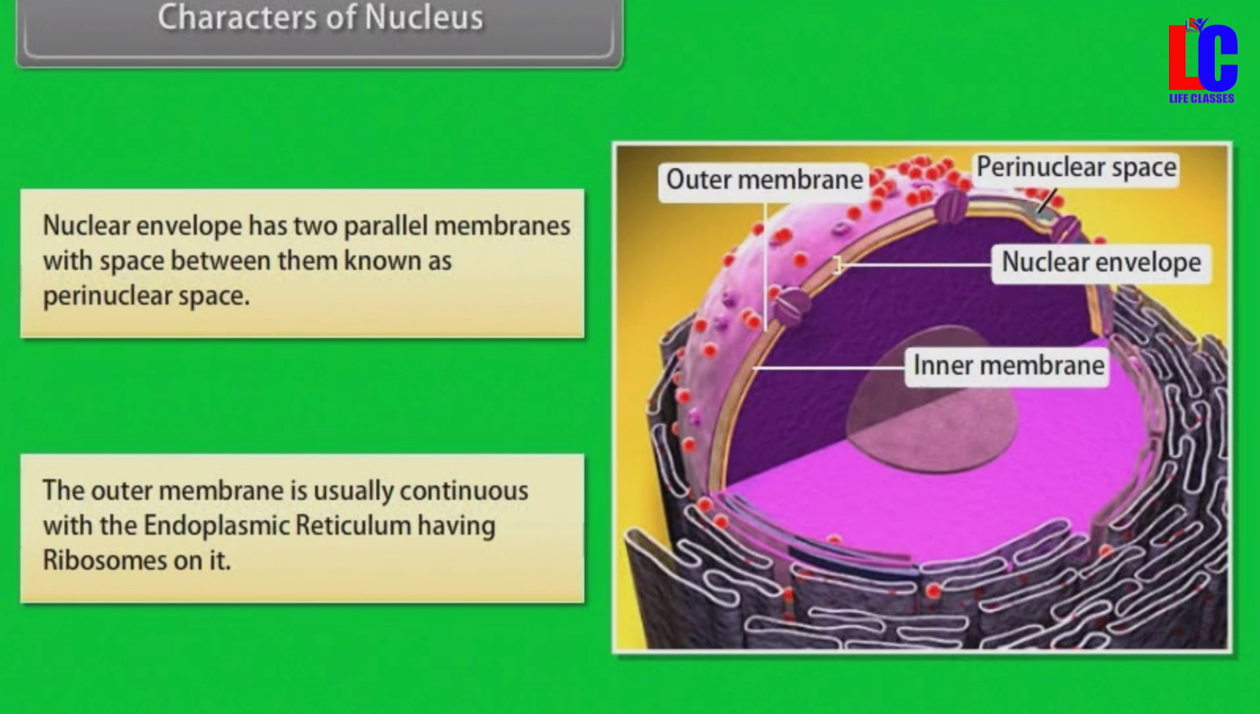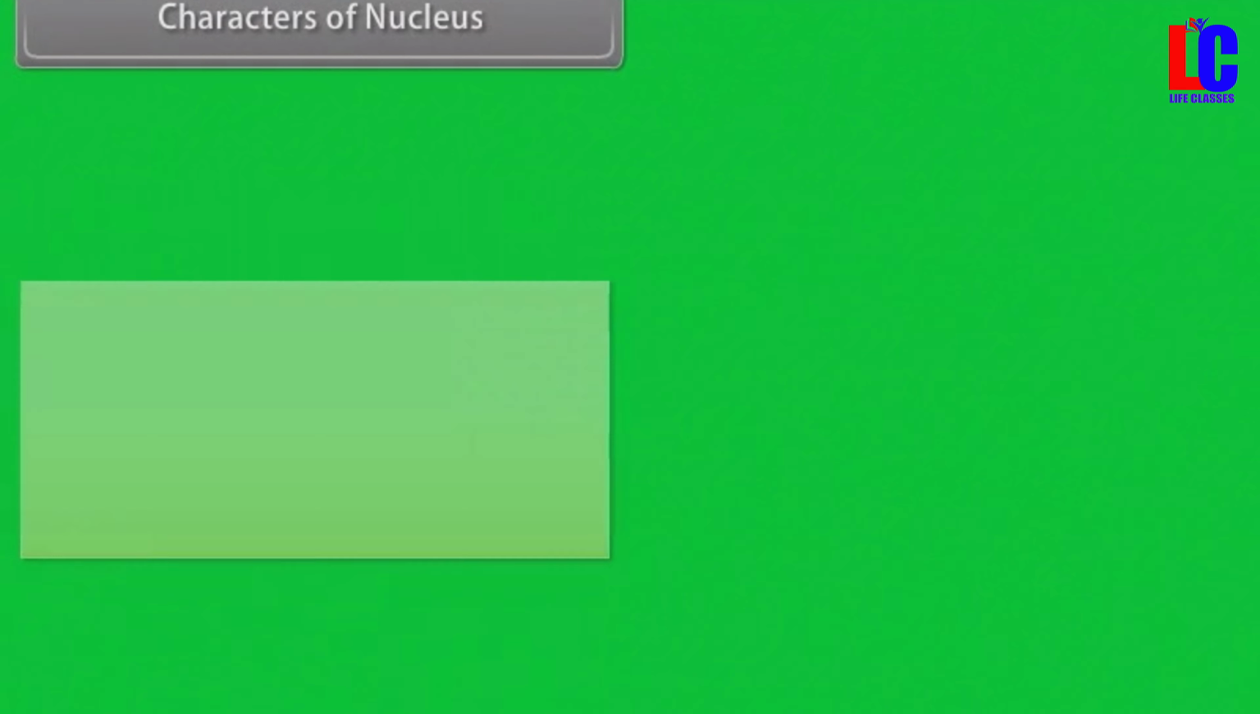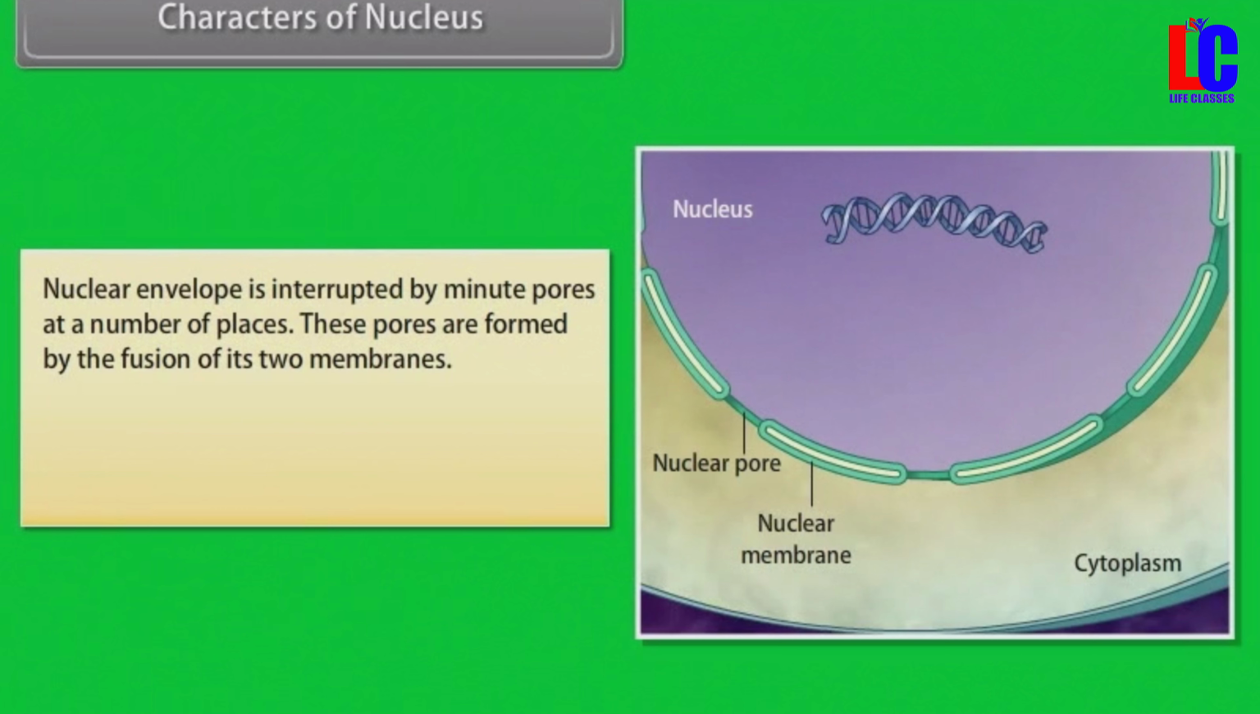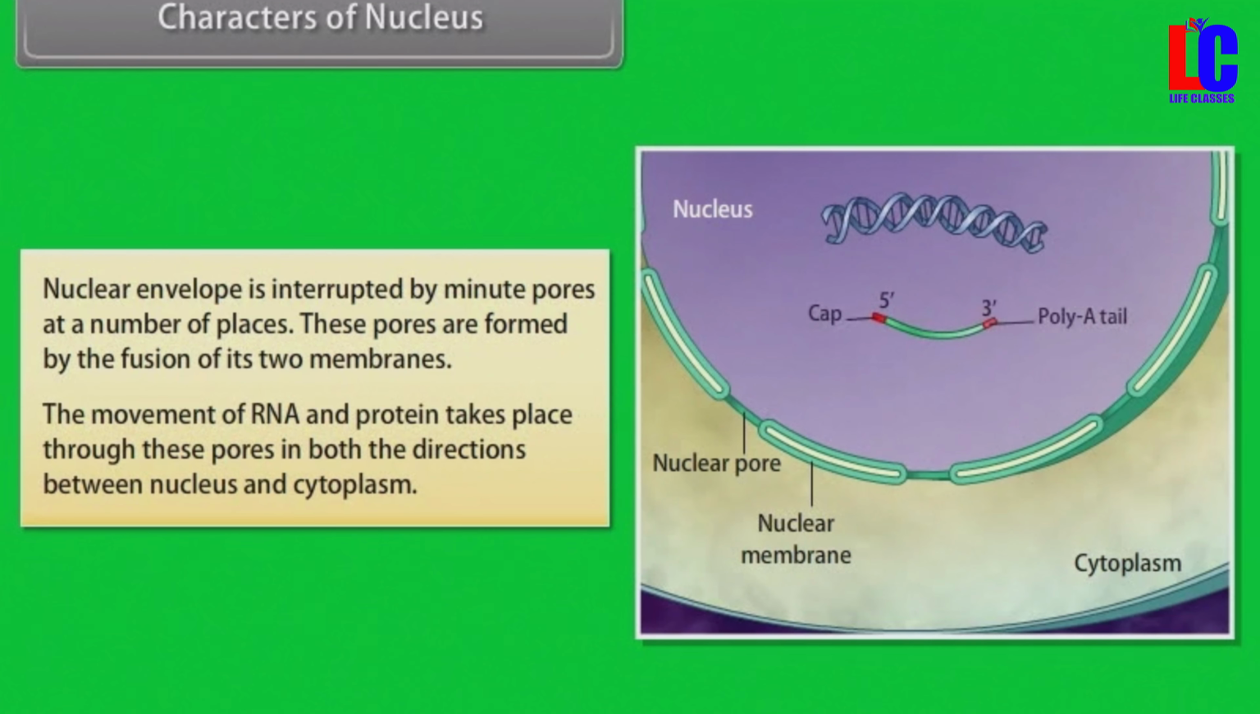The outer membrane is usually continuous with the endoplasmic reticulum, having ribosomes on it. Nuclear envelope is interrupted by minute pores at a number of places. These pores are formed by the fusion of its two membranes. The movement of RNA and protein takes place through these pores in both directions between nucleus and the cytoplasm.